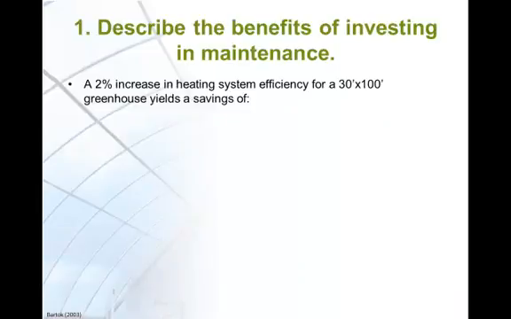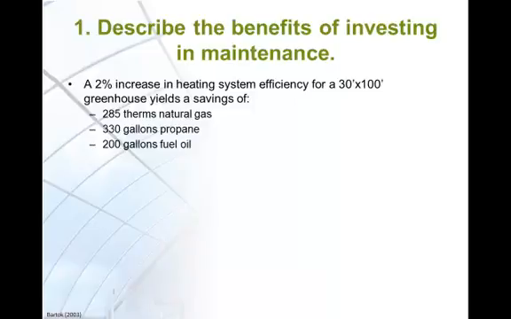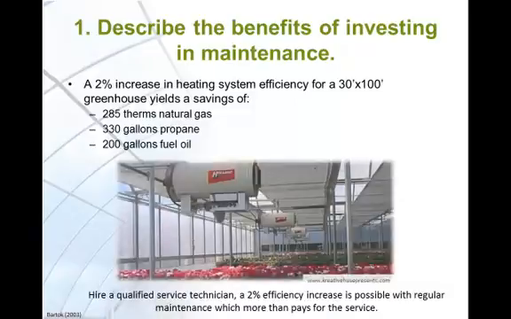A 2% increase in heating system efficiency for a 30 by 100 foot greenhouse yields a savings of 285 therms of natural gas, 330 gallons of propane, or 200 gallons of fuel oil. Hire a qualified service technician. A 2% efficiency increase is possible with regular maintenance, which more than pays for the service.